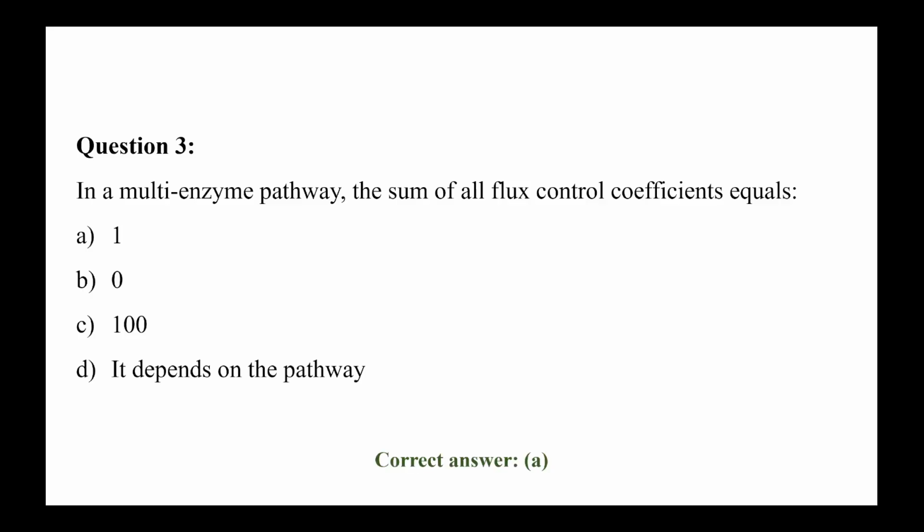I've already mentioned that the flux control coefficient ranges from 0 to 1. So 1 means the flux, basically the speed, will be at the maximum rate. Okay, and 0 means there's no flux at all.